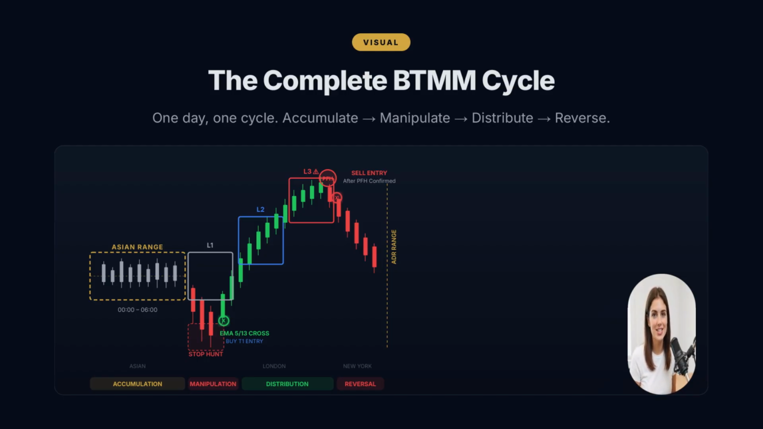This is the complete BTMM cycle visualized. Asian session consolidation on the left in gold. The London Open manipulation. A false break below the range to hunt stops. Then the real move up through the range and beyond. The levels count up as each session box clears. At L3, the peak formation high forms and the cycle reverses.